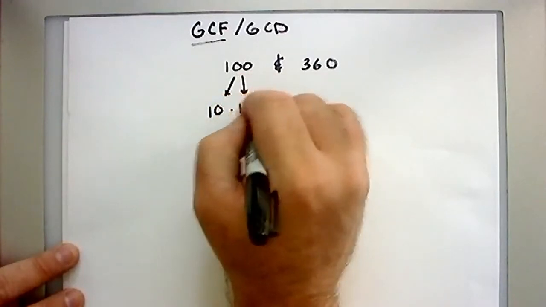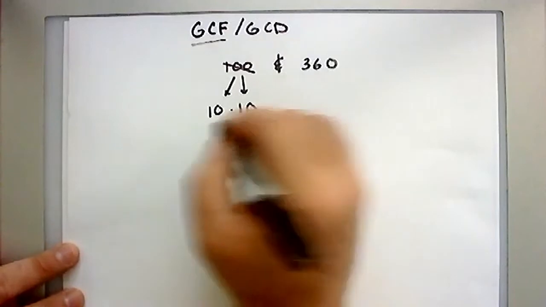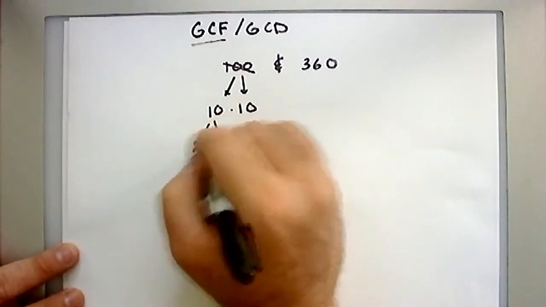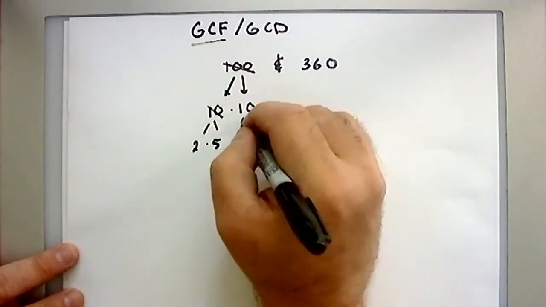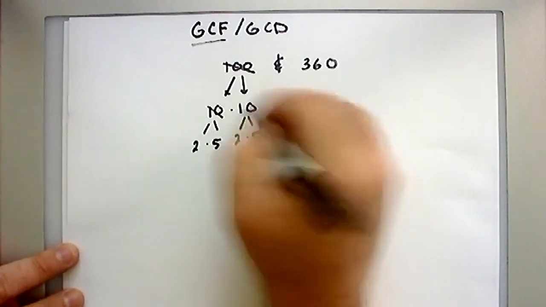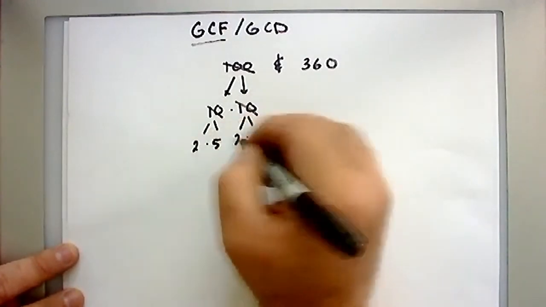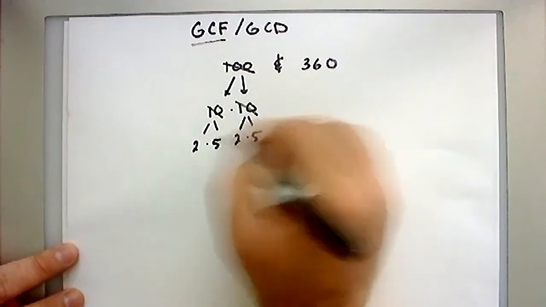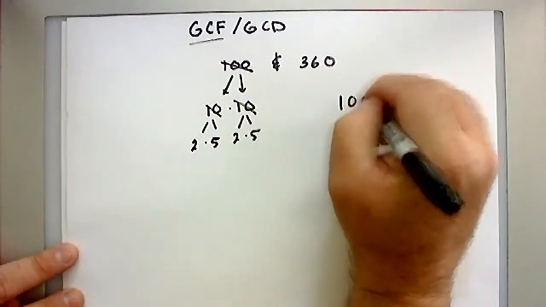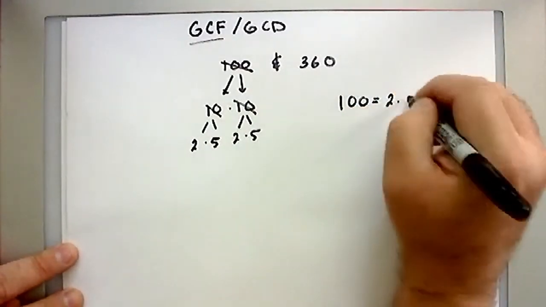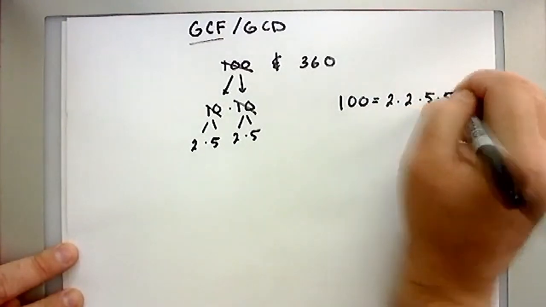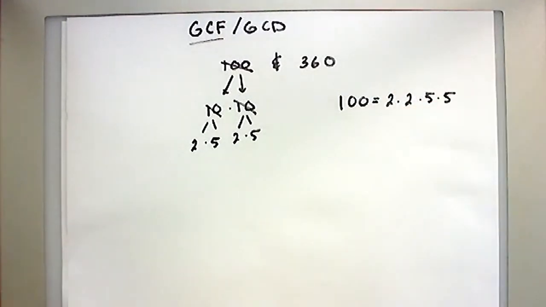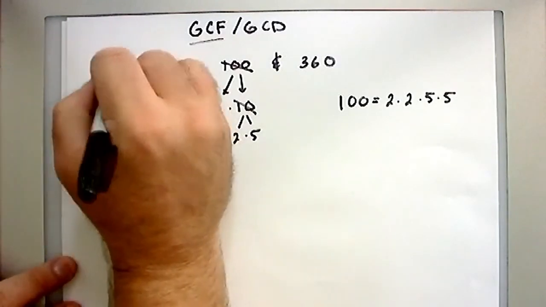100, I would use 10 and 10 maybe. You could use 2 and 50. It doesn't matter. 10 would be 2 and 5. 10 would be 2 and 5. 2 is prime, 5 is prime, 2 is prime, 5 is prime. So hopefully you agree that the prime factorization of 100 is 2 times 2 times 5 times 5. Write them in order because, again, we are going to be comparing them. You don't want to have 2's laying all over the place, so try to keep them orderly if you can.